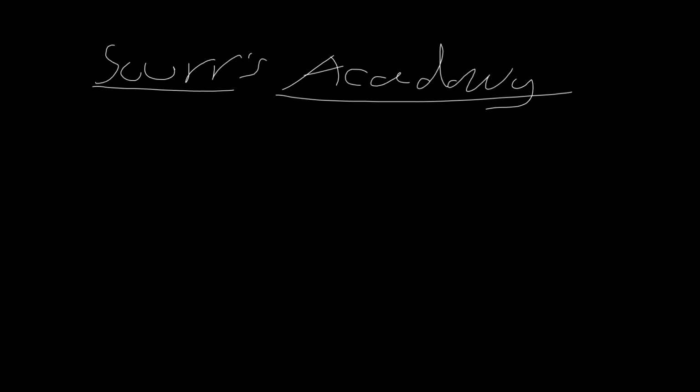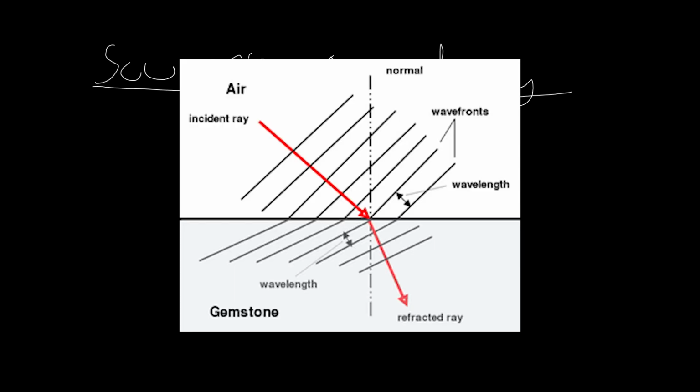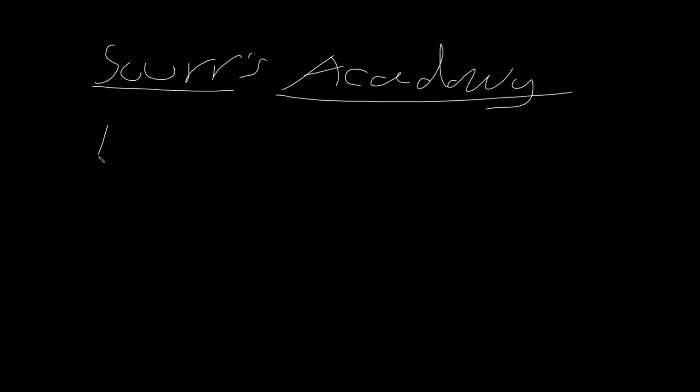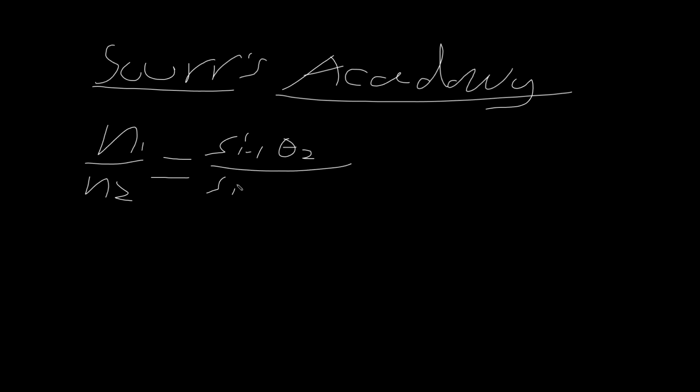The angle that the light bends depends on the density of the water and the angle of incidence, as seen in this graph. The incidence ray hits the boundary and the normal, and is refracted as it crosses the medium from air into water. This is calculated using Snell's law, which is calculated using n1 over n2 equals sine theta 2 over sine theta 1.